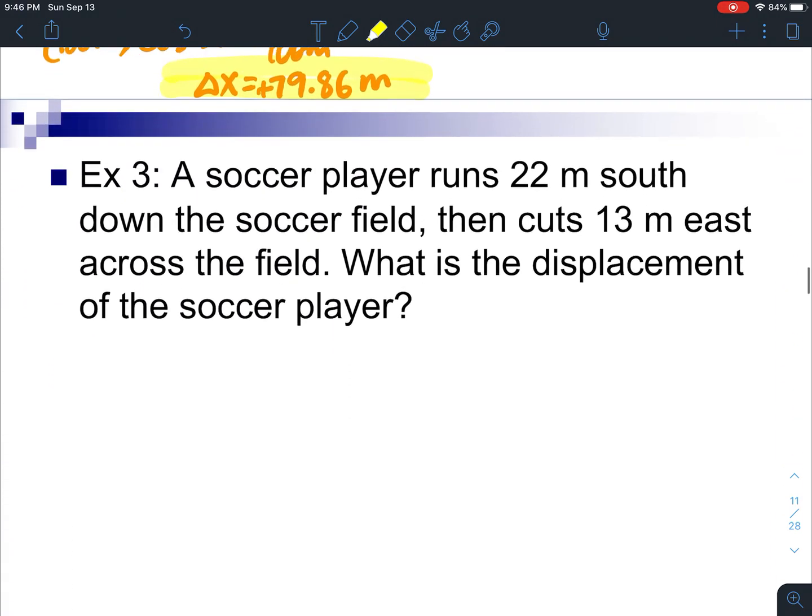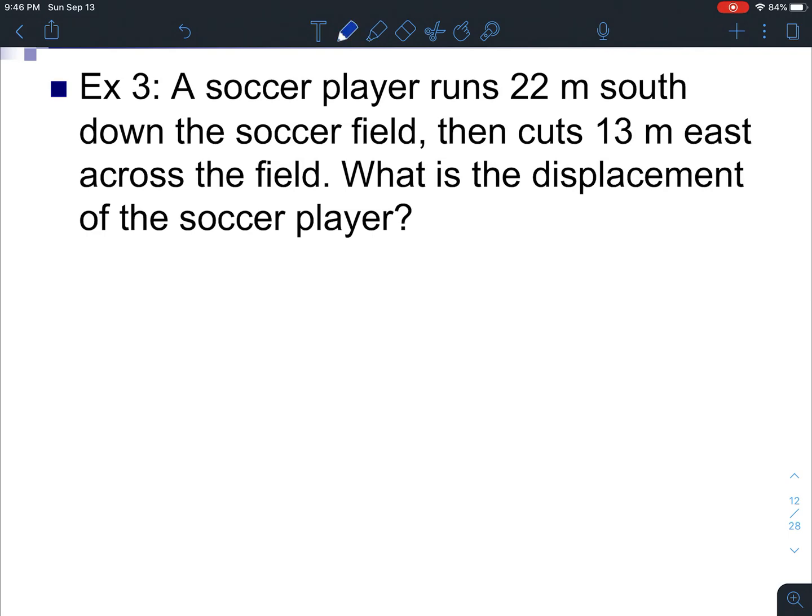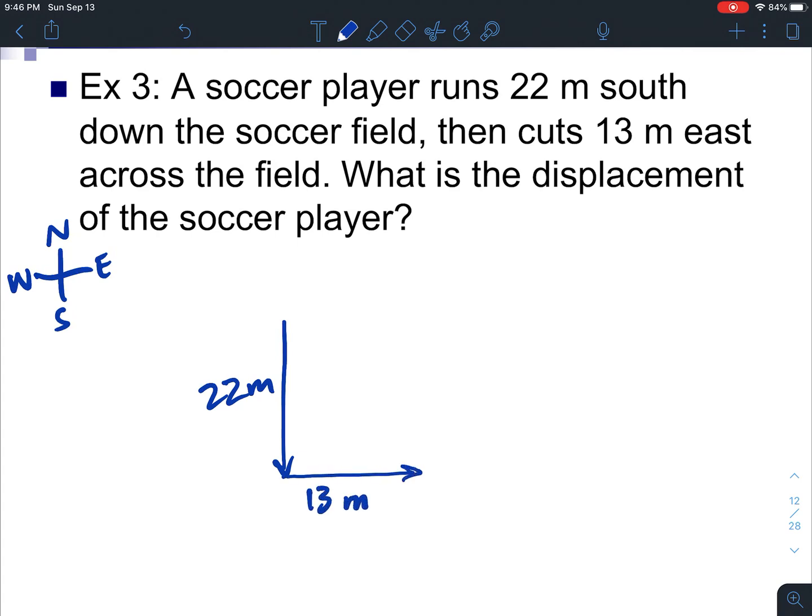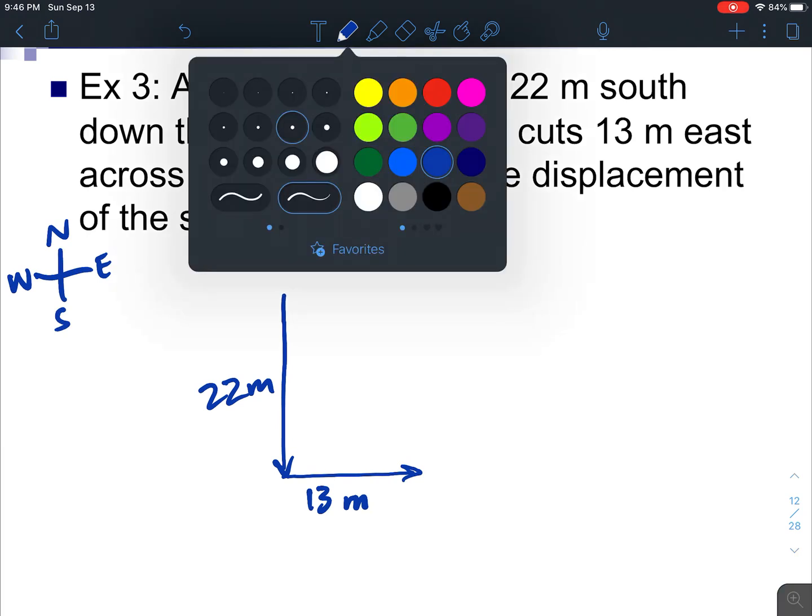One last example here. Okay, so for this one we have a soccer player running 22 meters south down the soccer field. So we're going to start by drawing that in. I said that I'm going to use my normal cardinal direction, so south is down. So I've got 22 meters here. Then the soccer player cuts 13 meters east, so east is to the right. I want my 13 meter arrow to be visually shorter than my 22 because it's a smaller magnitude, right?